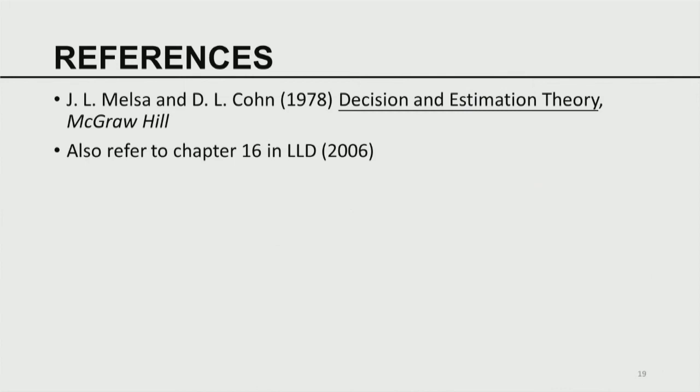Again, a reference for this is Melsa and Cohen, Decision and Estimation Theory, McGraw-Hill. Also you can refer to our chapter 16, Lewis, Lakshmivarajan, Dhall, 2006. With that we conclude the elementary discussion of the Bayesian least squares estimation. Thank you.